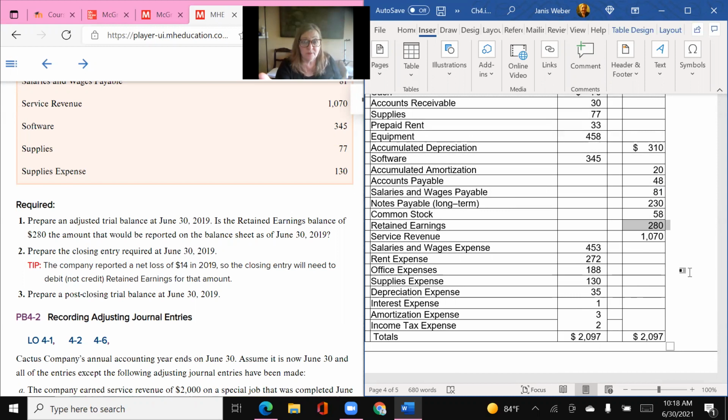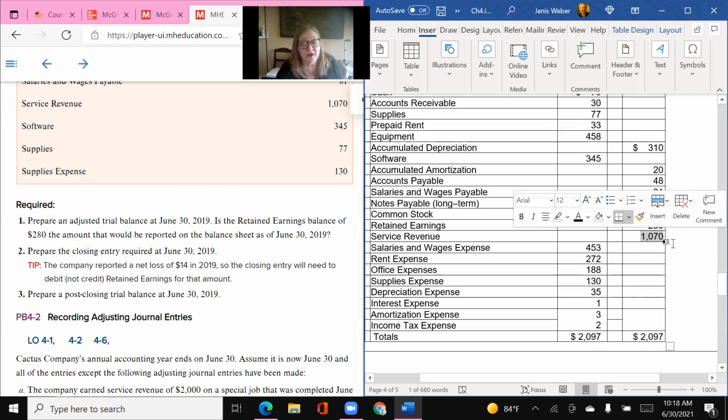We use the adjusted trial balance as the source of the closing entry. So you just look at it and decide, okay, I've got service revenue. It has a credit balance. If I want to dump it out and reset it for a new period, close it, in other words, how do I do that?